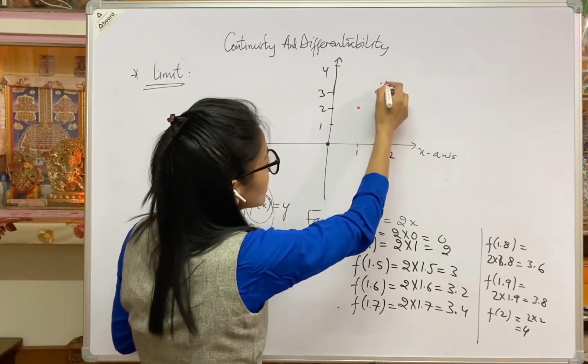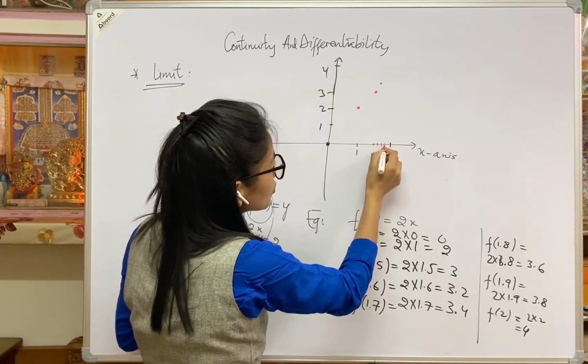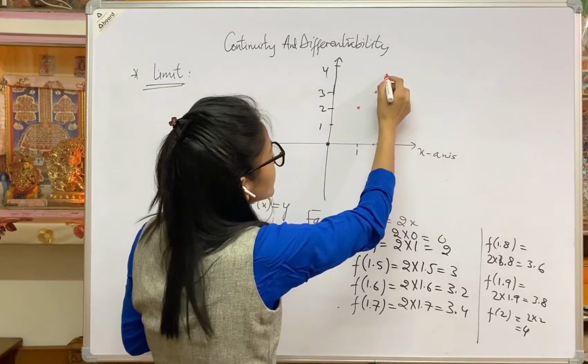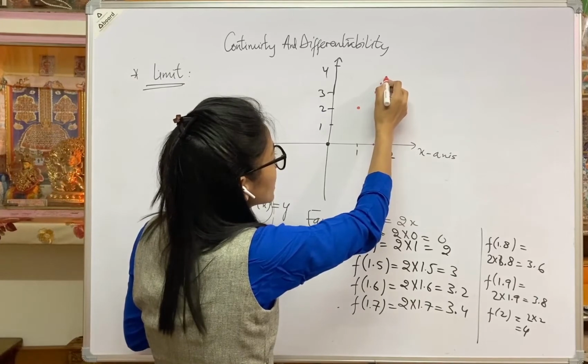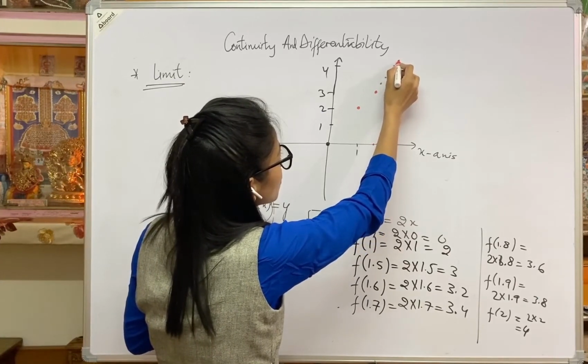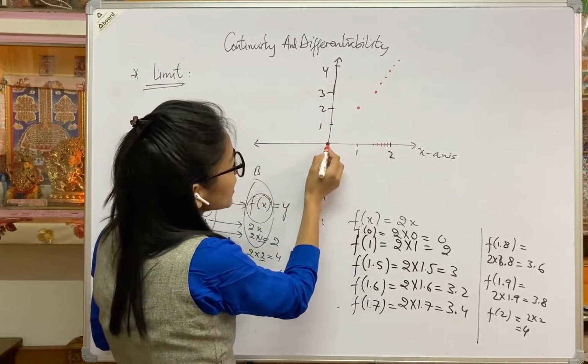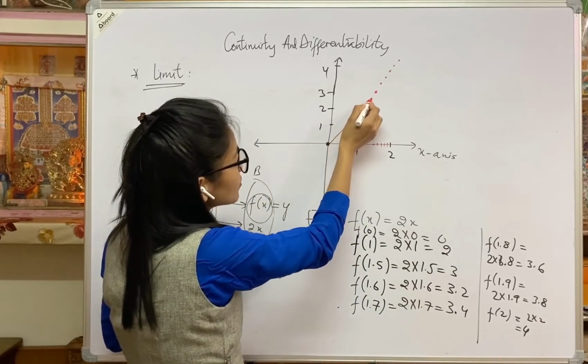So here you can see when x is 1.7, then it is 3.4, then 3.6, then 3.8, and then it is 4, right? So you can see this is my graph. It starts here, and you can see that you get this graph.